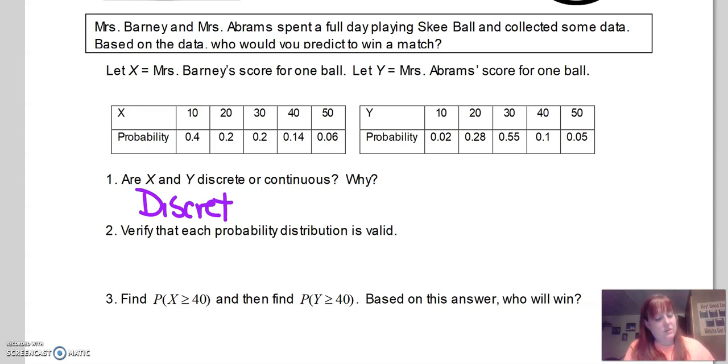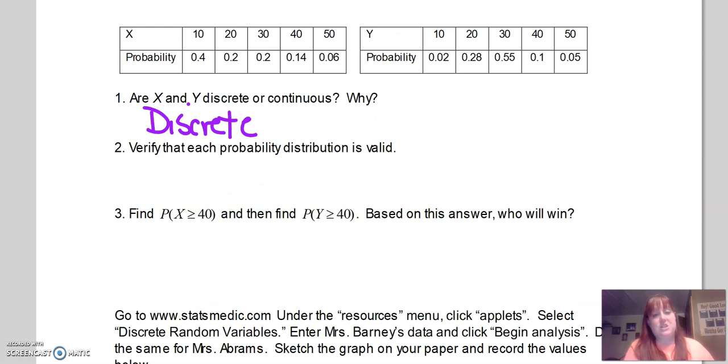So let's verify the probability and verify that each distribution is valid. So remember how we do this? We add up all of the probabilities, and then we make sure that they add up to 100. And then we also make sure that none of these probabilities is above 1. So I can see right now that all of them are well within the range. So I'll let you go ahead and add them all up and make sure that they are valid.